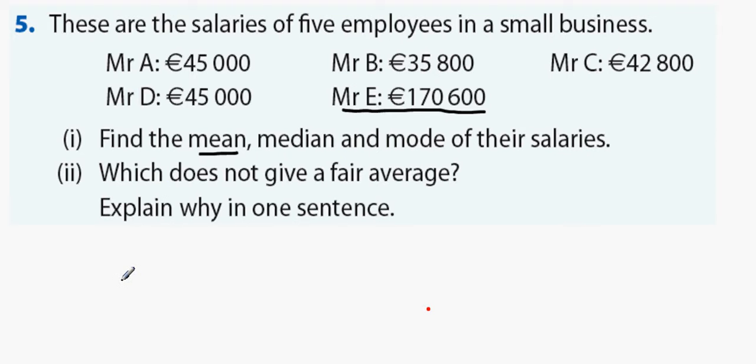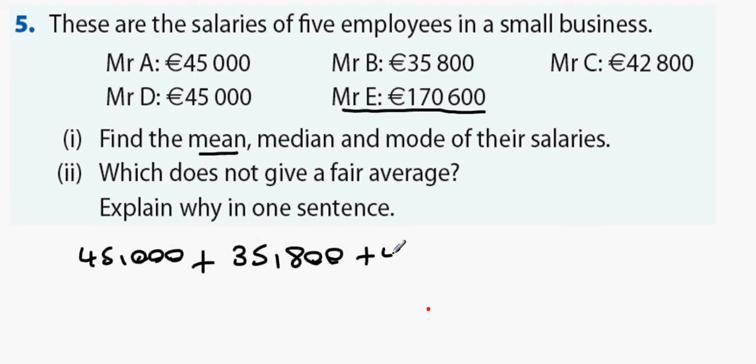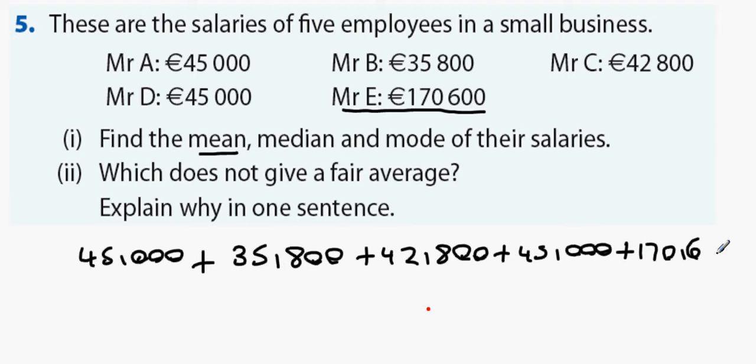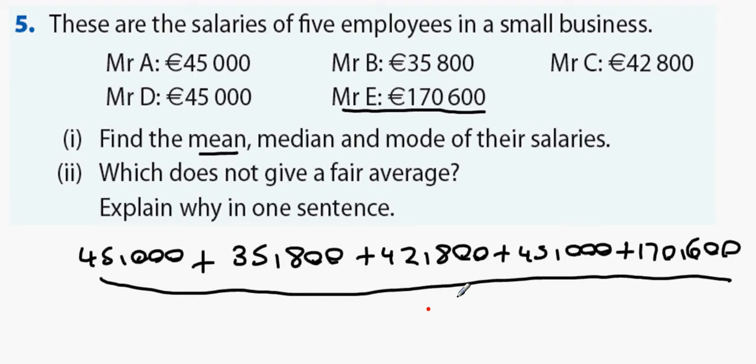Now the mean is the average, alright? So what we can do is we can just add them all together. 45,000 plus 35,800, 35,800 plus 42,800. We're going to add on 45,000, and then we can add 170,600. Add all of them together in a calculator, and remember there's 5 employees, so we're just going to divide all that by 5. So in it goes into the calculator.